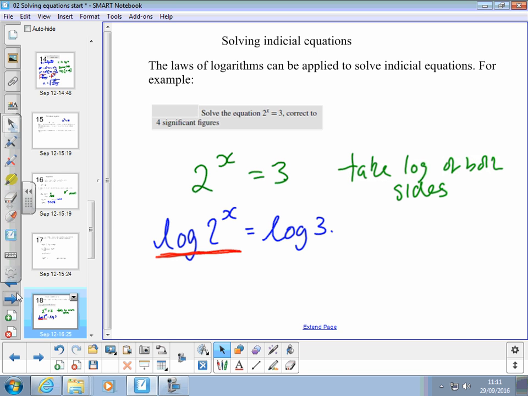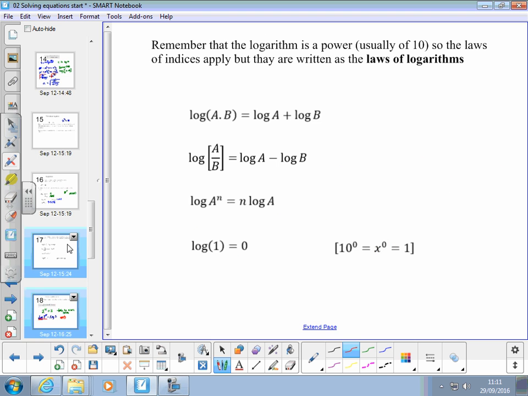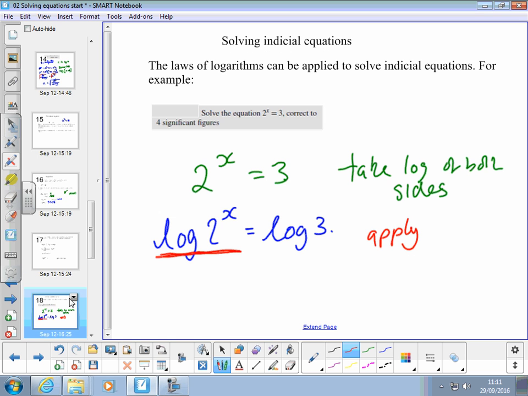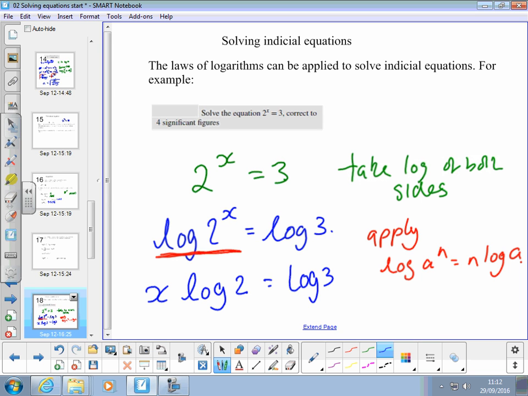X log 2, yeah? So we can write this side, apply that law, log of A to the n is equal to n log A. That's what we're applying. So we end up with, as someone rightly said, x times the log of 2 is equal to log of 3. What can we do now, bearing in mind that x is what we want to find?